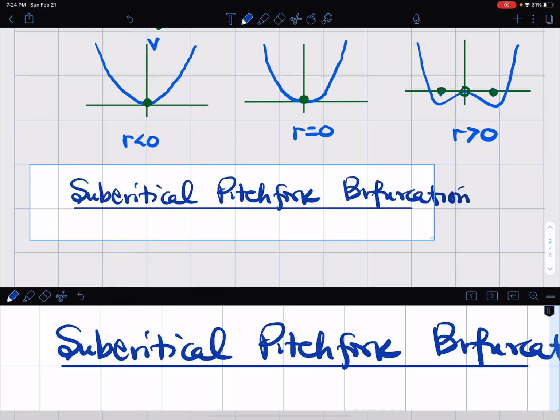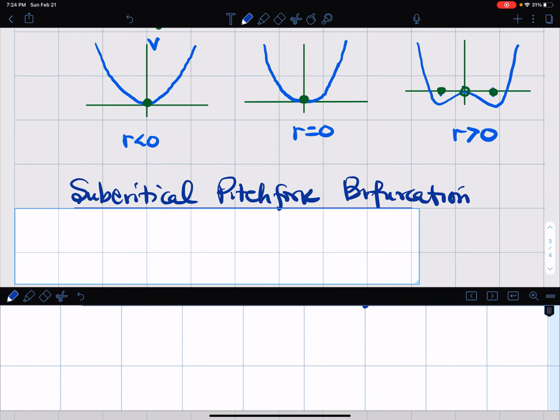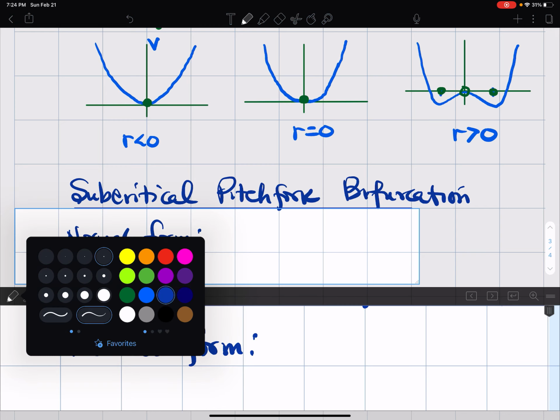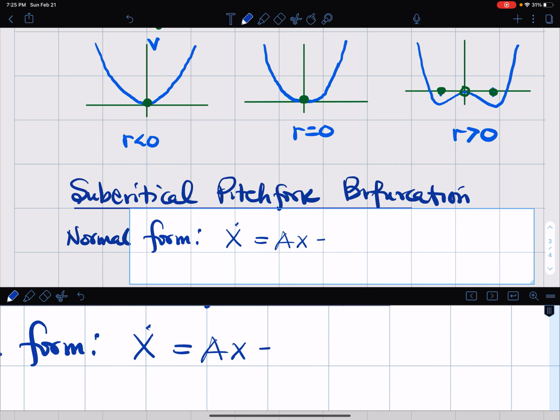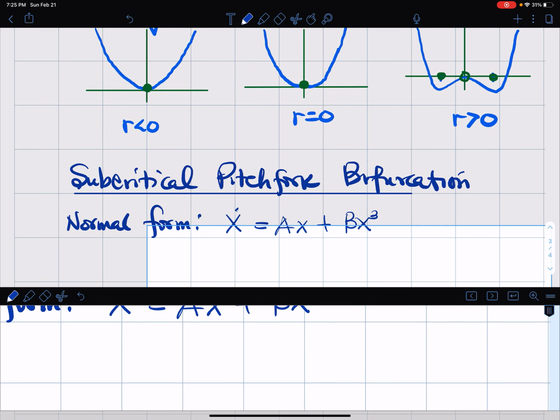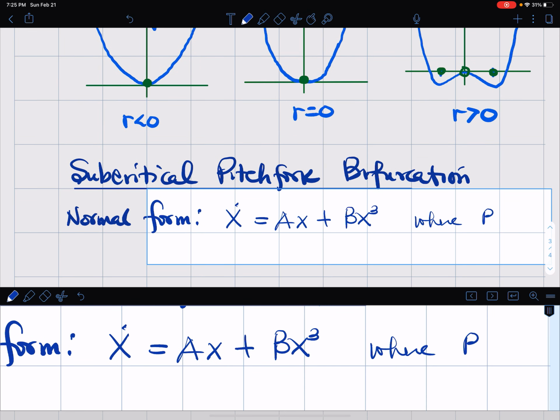Similar to the supercritical. So the normal form is x dot equals ax plus bx cubed, where b is a constant greater than 0. And again, we can just think of it as ax plus x cubed, if you divide through by a.